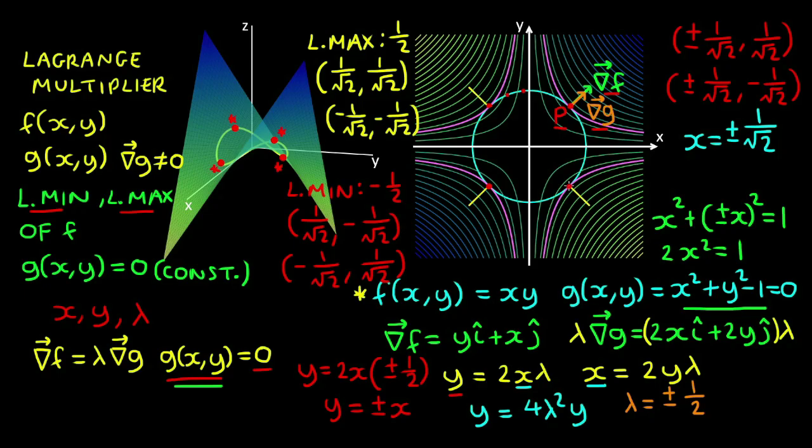And now if we look at this point over here, being the local minimum, with an x coordinate of 1 on root 2 and a y coordinate of minus 1 on root 2. So the gradient of f at this point is the y coordinate, being minus 1 on root 2 in the i direction, plus the x coordinate, which is 1 on root 2 in the j direction. So the gradient of f is orthogonal to the circle and points in this direction.